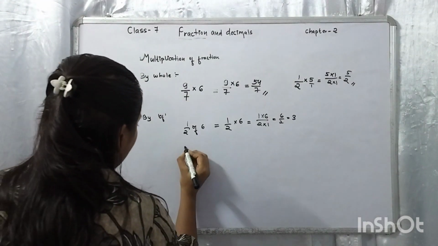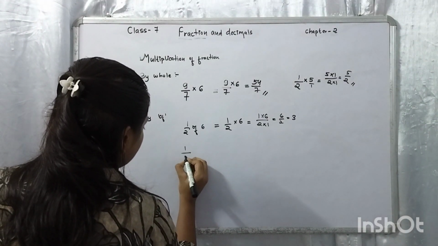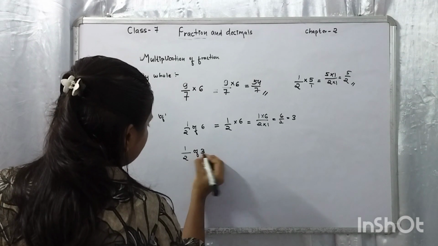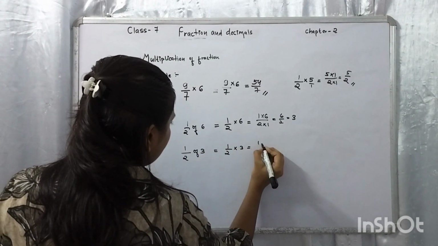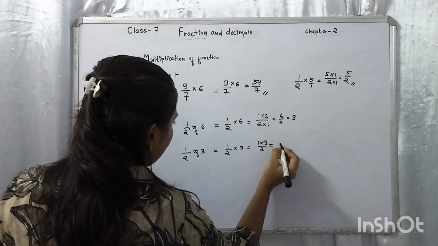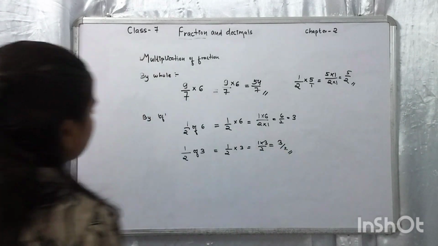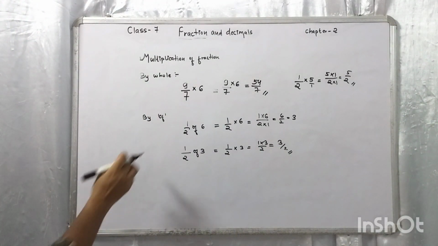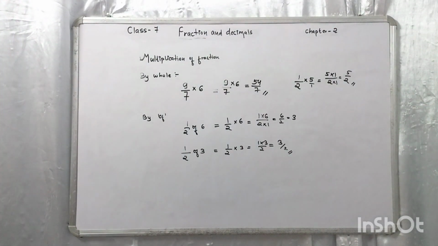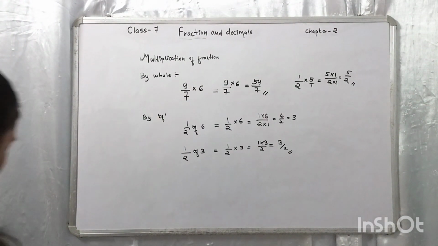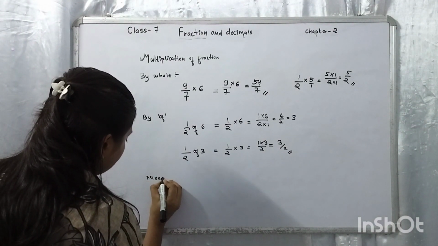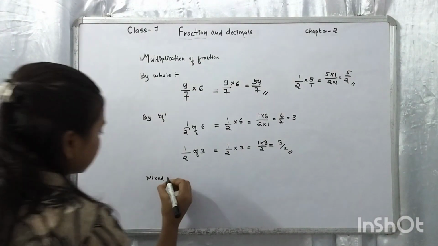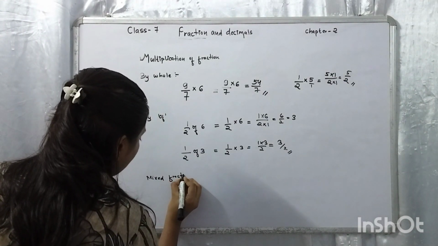Or taking one more example, 1 by 2 of 3. So this will give you 1 by 2 into 3 is equal to 1 into 3 by 2, or 3 by 2. So this is how we use the of sign. Fine. This is very simple. Now taking one more example, how we will convert a mixed fraction and multiply. Fine. Mixed fraction. You know what is a mixed fraction?